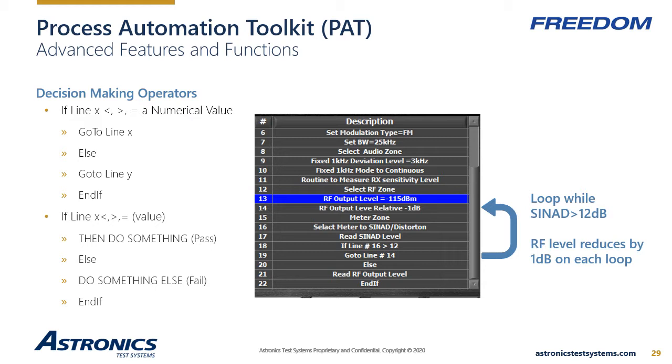Over on the right hand side of the picture here, we see a loop that tests receiver sensitivity for 12 dB SINAD, and each loop around reduces the level by 1 dB. When we get to a decision point where SINAD equals 12 dB, we jump out of the loop and read the RF output level, which equals the receiver sensitivity.